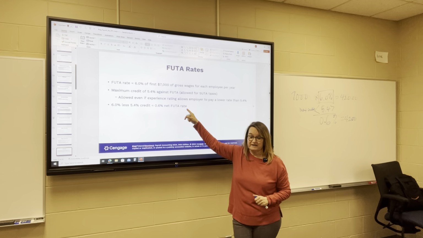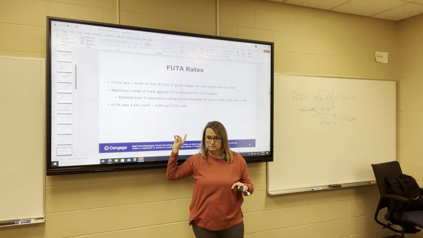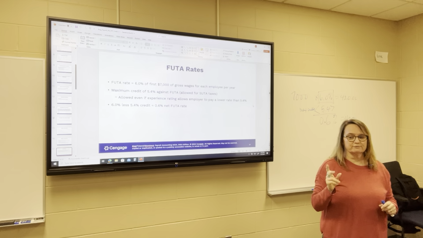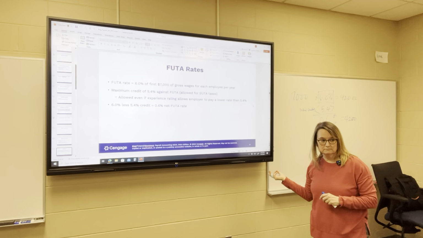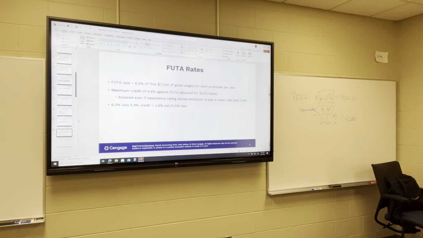So most employers just pay that 0.6. Most. Not all, but most. Like I said, there are two factors that have to be met in order for them to get that lowest tax rate. One of those factors, let's see if the next slide says it before I get ahead of myself here.